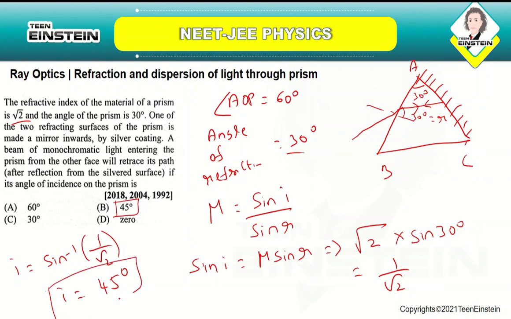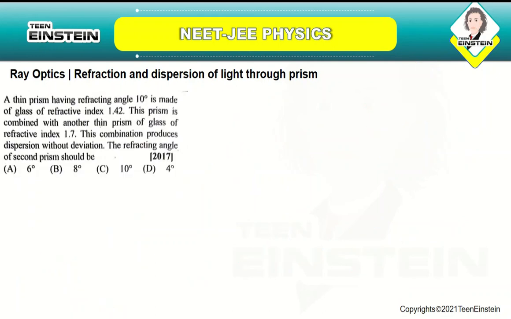So, it is a standard question which has been asked in 3 different years. Okay. Not continuously, repeatedly it was asked in 3 different years. So, it is a very important question. You are just making use of the Snell's law and you are finding out what is the angle of incidence. Okay. Let us now move on to the next question.